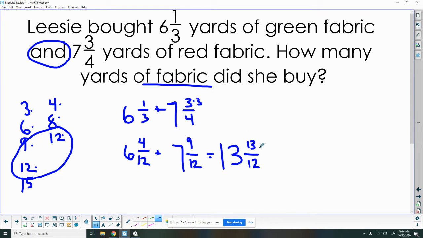Now I notice here in my fraction, I have an improper fraction. So we can't leave it like that. So 12 goes into 13 one whole time. 1 to get from 12 to 13, there's 1 left out of 12. So I had 13 pieces. Now I have 1 more. So my final answer is 14 1/12 yards of fabric.